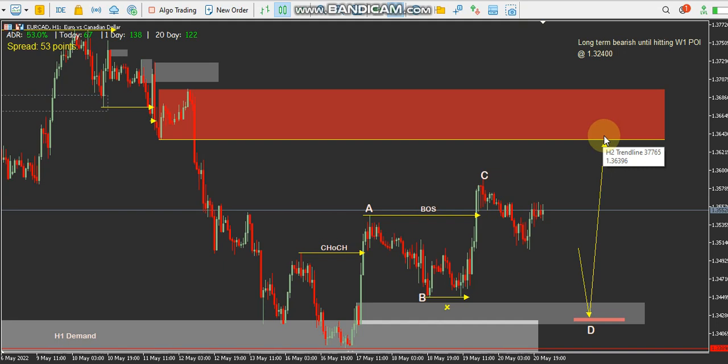Okay, now let me talk about some harmonics here, because like you know, I do mix supply and demand, ICT, BTMM, so that we can have multiple confluences confirming the same thing. Right.